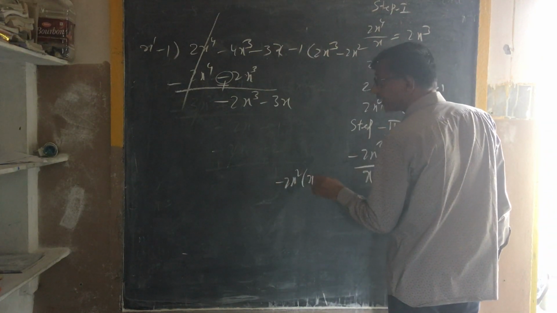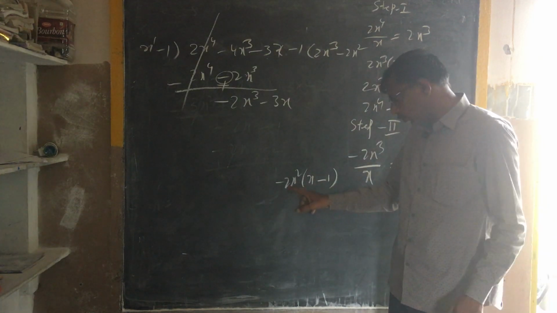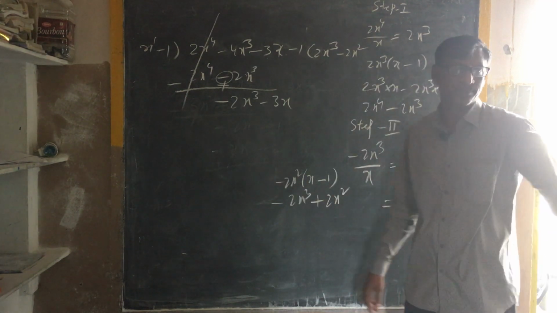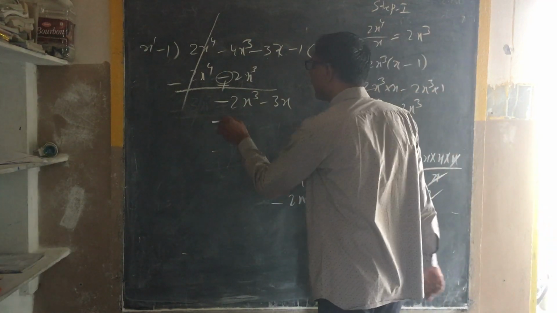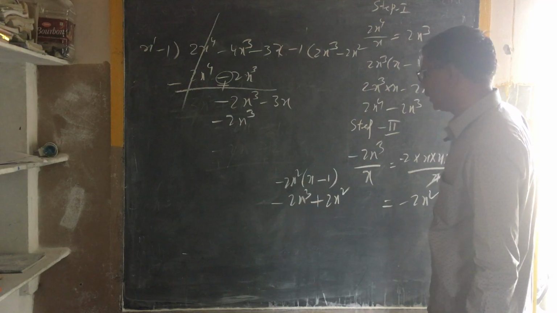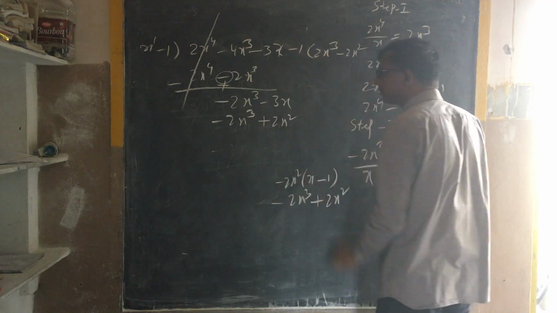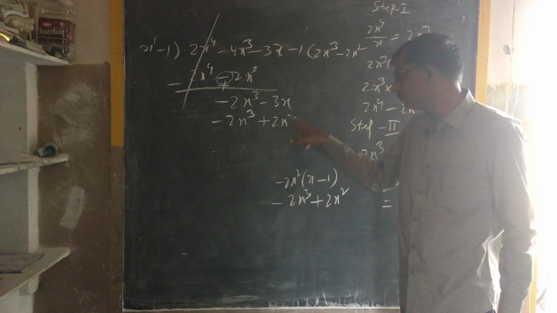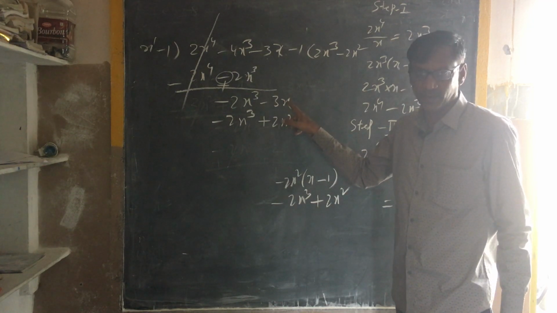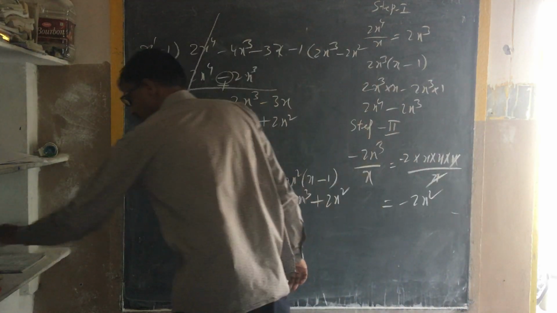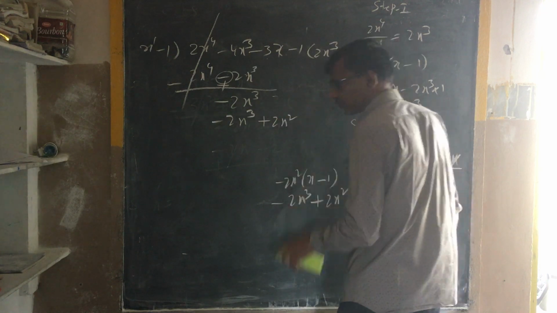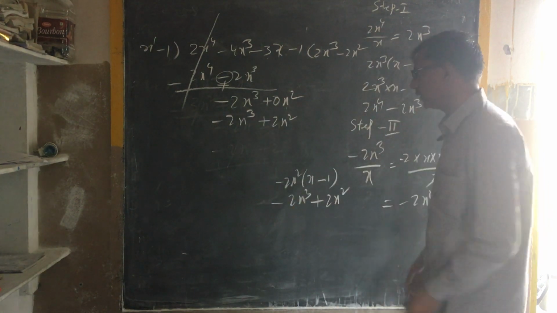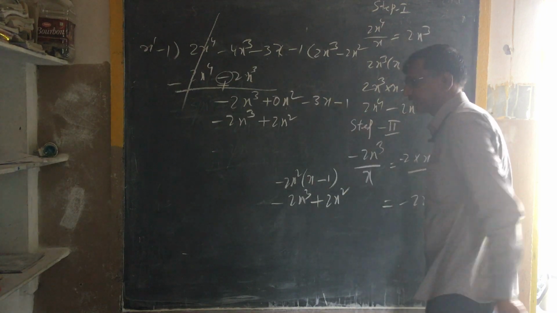I will do it here. Minus 2x square multiplied with x minus 1. We know how to distribute it. Minus 2x square into x, minus 2x cube. Minus into minus, plus 2x square. Take down here minus 2x cube plus 2x square. Here you have a 3x term, but here you have a 2x square term. These two are unlike terms. Don't disturb this one. Okay. I will do like this. I will write here plus 0x square, which is nothing but 0 times x square. I will write minus 3x here and minus 1 is here. That's better.